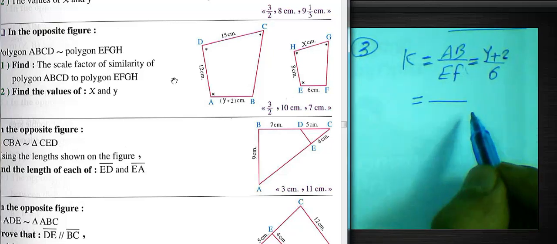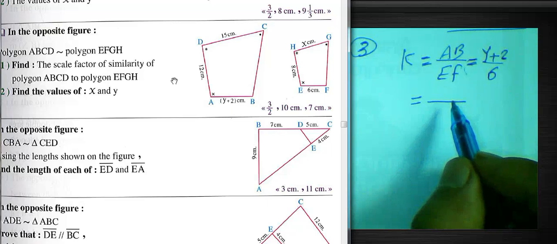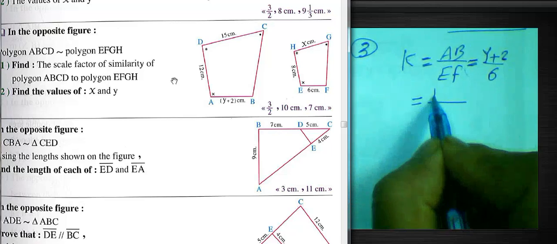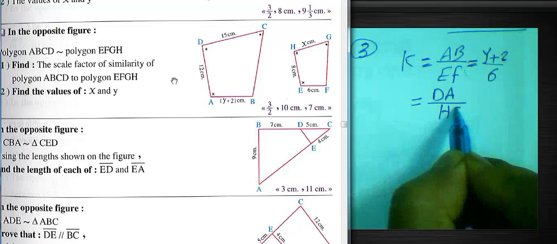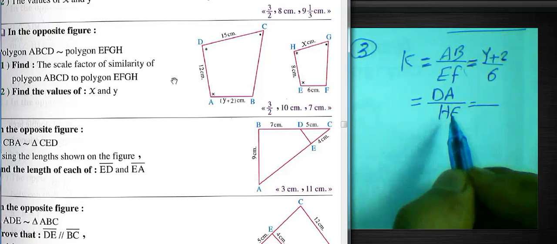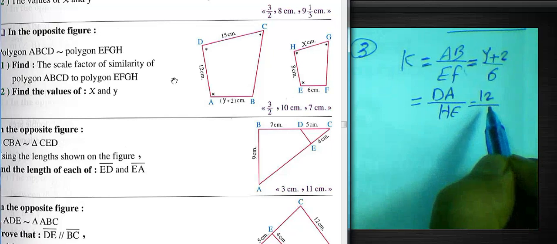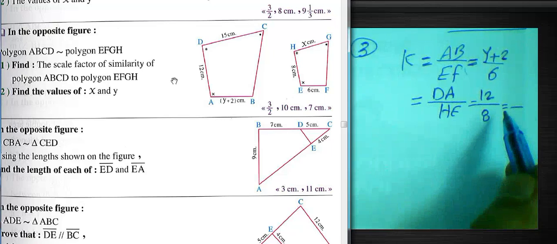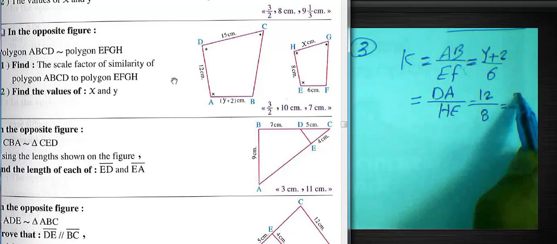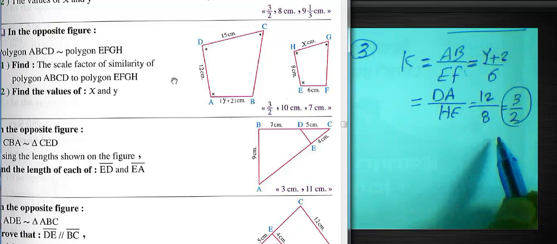choose another ratio because we have similarity, such that DA and HE. DA and HE, okay? DA over HE to find the scale factor. DA equals 12 centimeter, HE equals 8 centimeter. We can find the ratio by simply dividing by 4. 12 divided by 4 equals 3. 8 divided by 4 equals 2. The ratio will be 3 over 2.